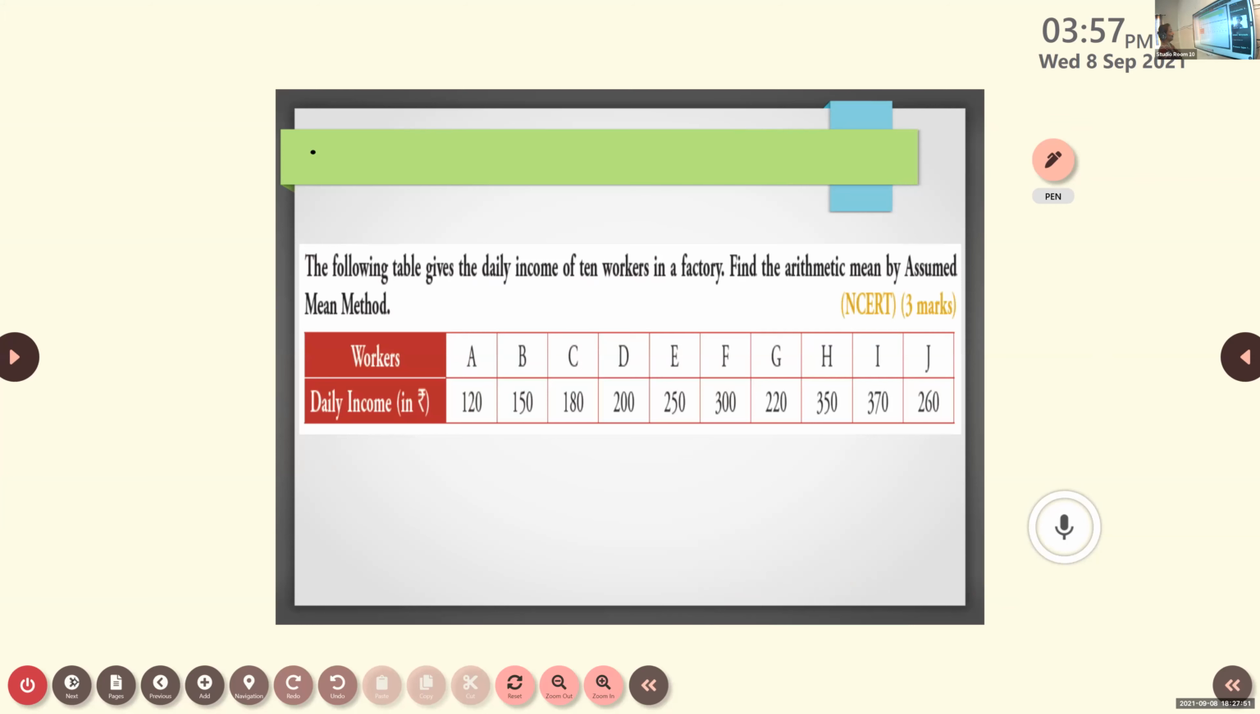First, you write down the question, okay? Find arithmetic mean by assumed mean method. I'll remove the question. That's what I'm telling. That's why I'm telling, just write it down.